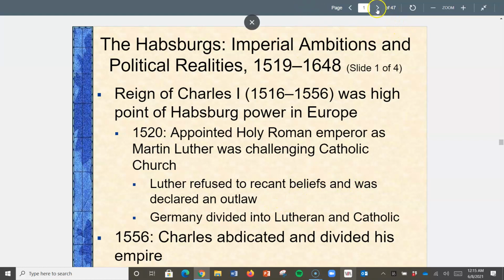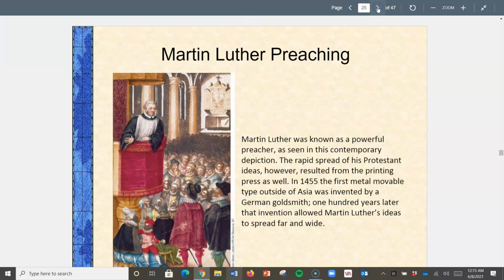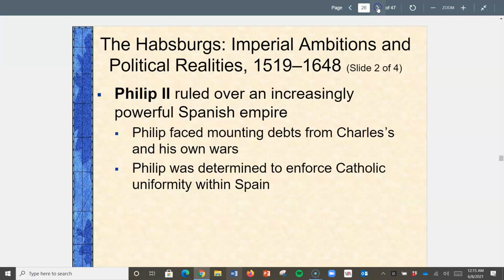The next step, and this is the map of the spread of the Protestant Reformation, which we talked a little bit about and you've read a little bit about already. And make sure that you, of course, know who Martin Luther is and what he taught.